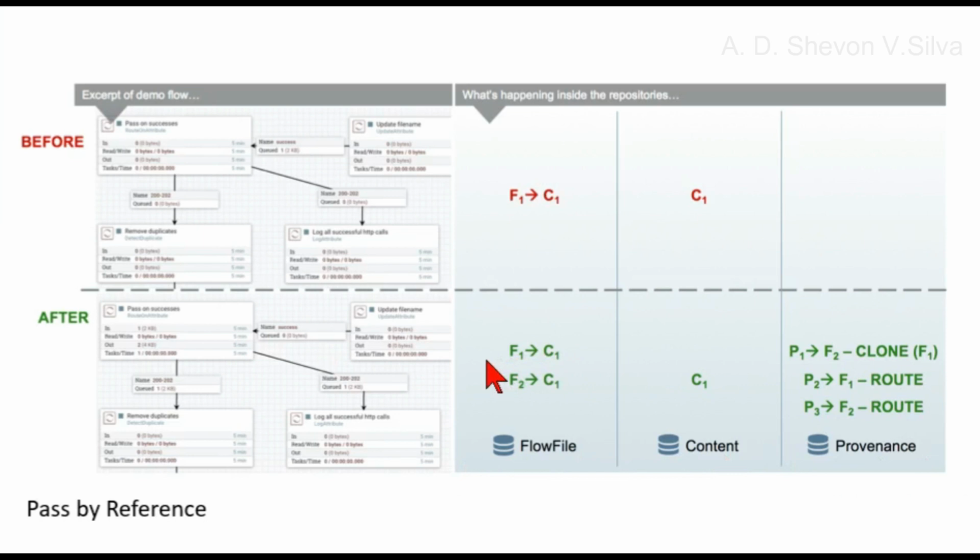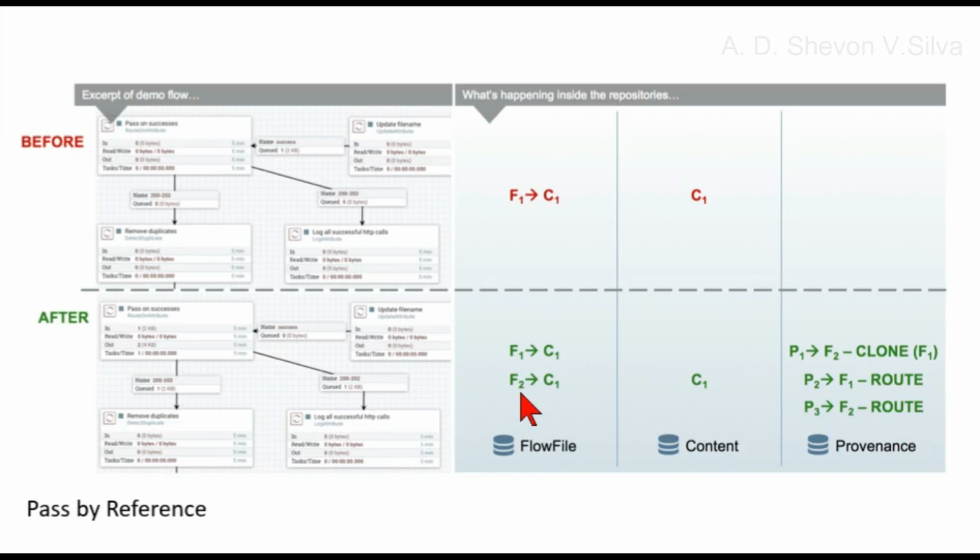After the routing, RouteOnAttribute processor examined the flow file status code attribute, it determines that it should be routed to two different locations. First thing that happens is the processor clones the flow file to create F2. This copies all of the attributes and the pointer to the content. Since it is merely routing and analyzing the attributes, the content does not change.